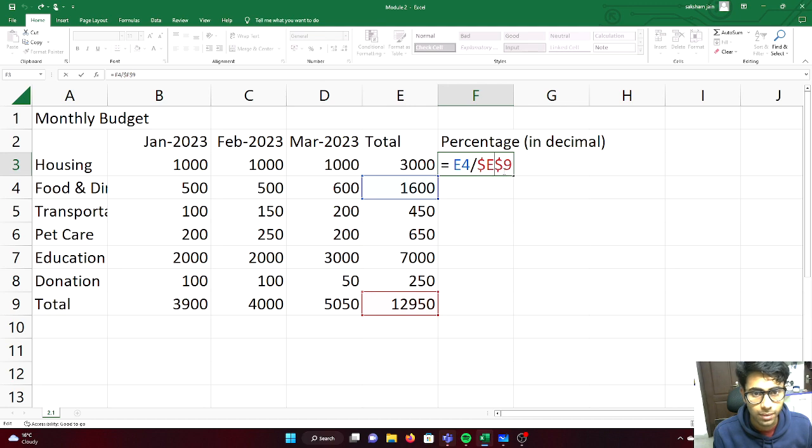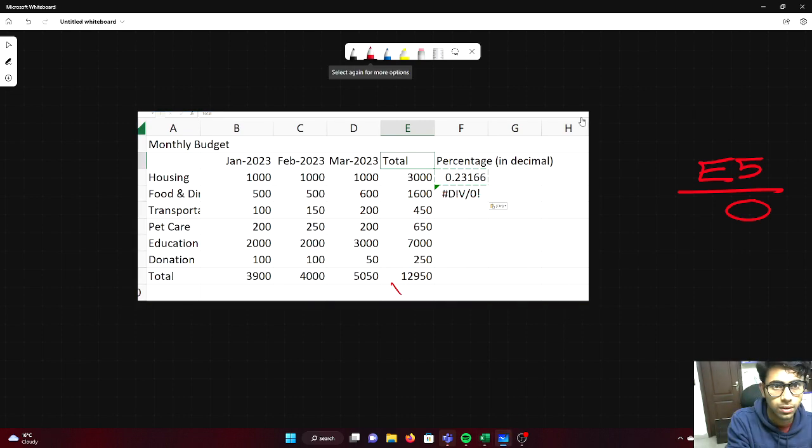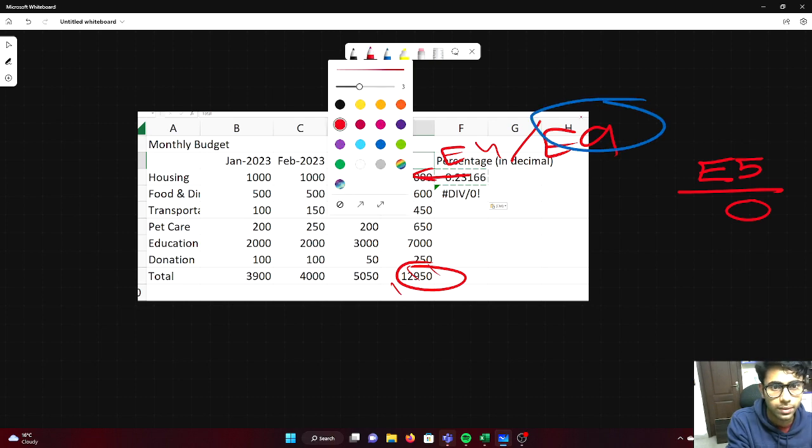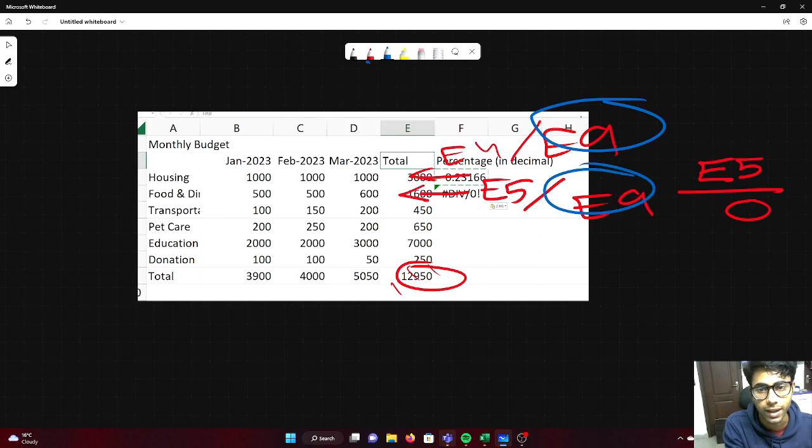Copy and paste this cell by using Ctrl C here. Here you can see that this cell has changed. Here it was E4, here it was E4, here it was E4, and then I have locked this. This is always going to be E9. This value is going to be locked. Now I am using E5 divided by E9. Why is E9 not going to be changed to E10? Because I have locked the value by using the dollar sign, and the concept is known as absolute cell referencing.